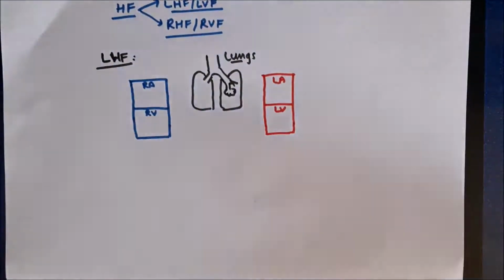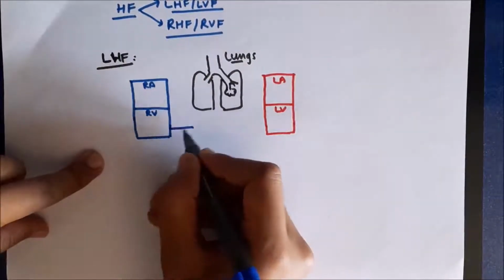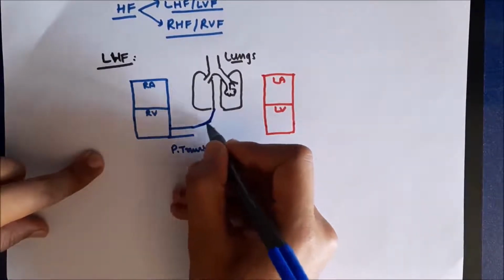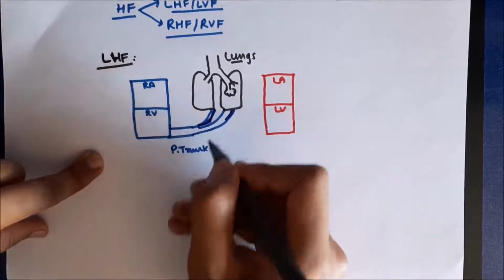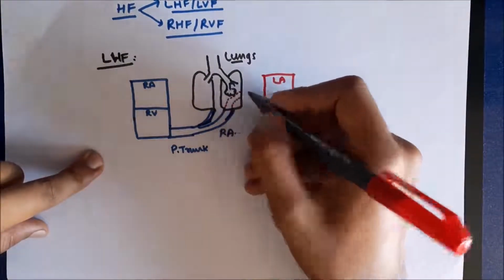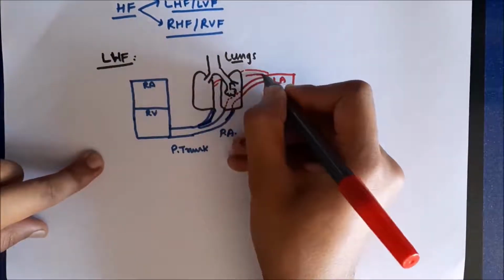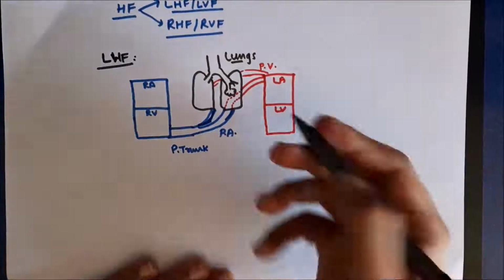The right side of the heart pumps blood into the pulmonary circulation. This is the pulmonary trunk which emerges from the right ventricle. This pulmonary trunk divides into two pulmonary arteries which supply blood to the lungs for oxygenation. Inside the lungs, the blood gets oxygenated with the help of alveoli, and the oxygenated blood then goes through the pulmonary veins to the left atrium of the heart. From the left atrium it goes to the left ventricle, from where it's pumped to all the tissues of the body. So this is the main circuit between the heart and lungs.